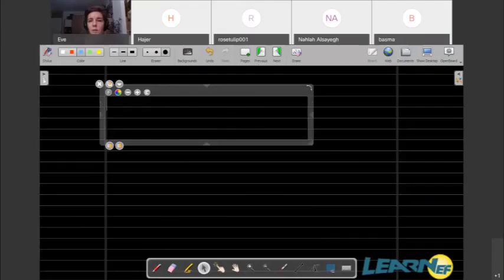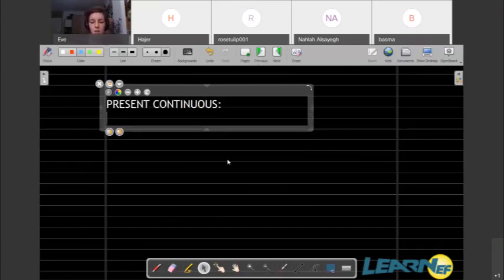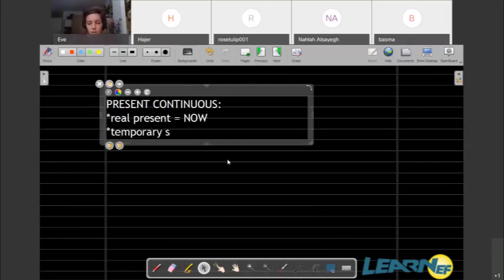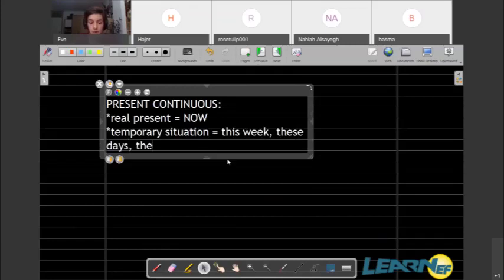Even though they have the same name, present continuous is actually what you could call the real present, now. Whatever is happening right now, or a temporary situation, such as this week, these days, these past 3 months even, it's temporary. Okay, that means it's going to change back to normal as soon as possible.